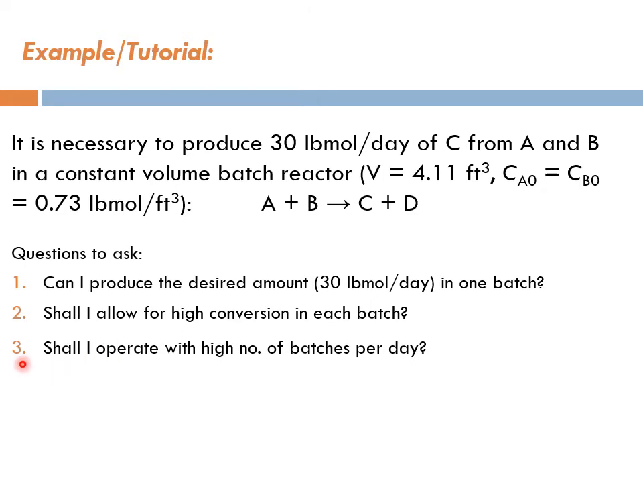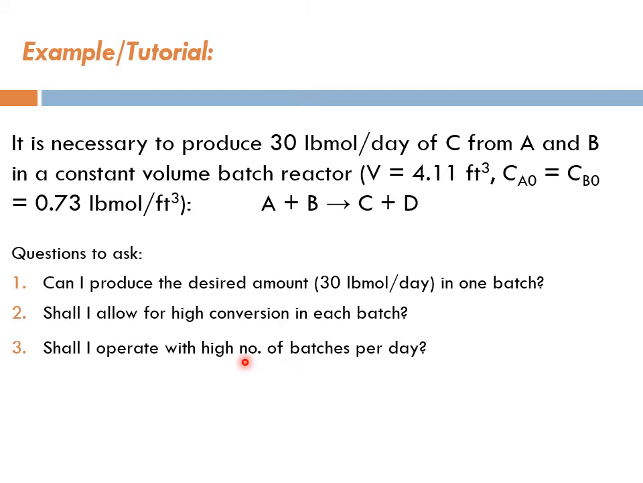Okay, let's see what question 3 is about. Shall I operate with a high number of batches per day? Should I run a high number of batches per day, for example, 30 batches per day? Okay, if you run many batches per day, that's fine. You'll be able to produce some good amount of C in each batch. But the problem is, the amount of C that you produce is not a lot.